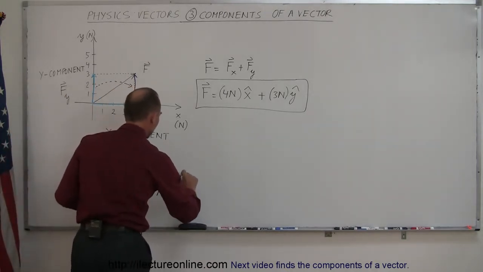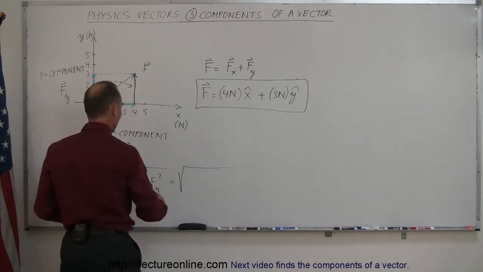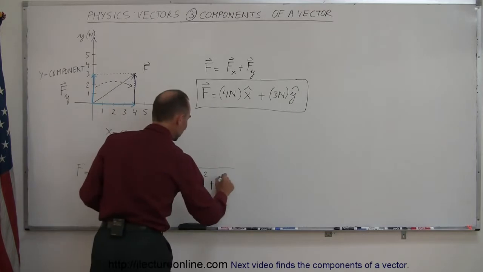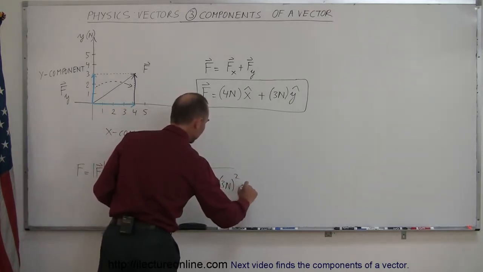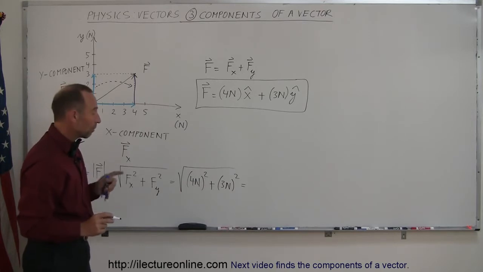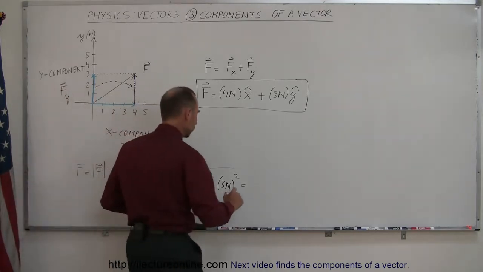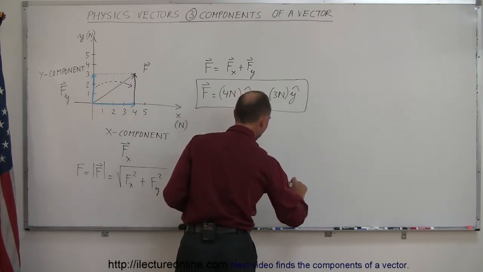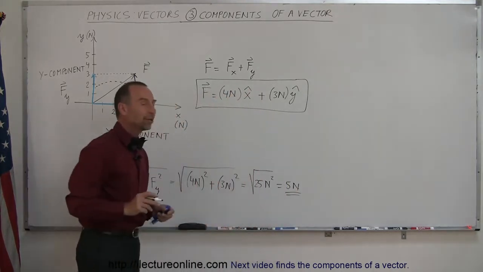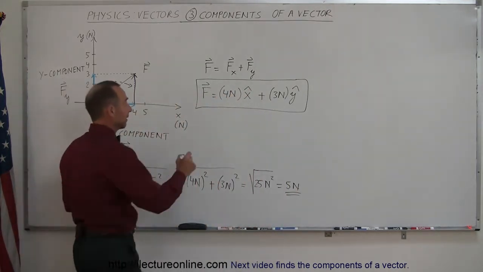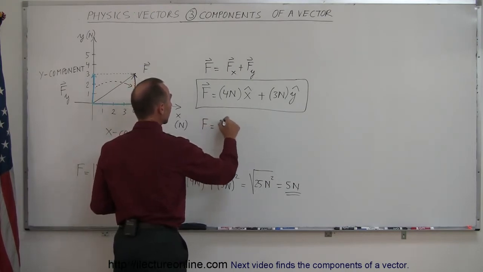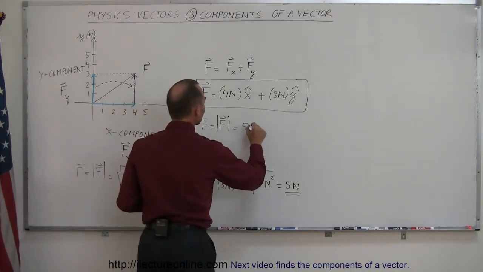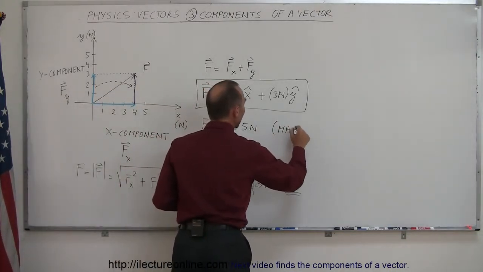So this can be written as the square root of F sub x, which we said was 4 newtons, so we take 4 newtons and square that, plus the y component, which is 3 newtons, and we square that. Now notice that would be 16 newtons squared plus 9 newtons squared, which is 25 newtons squared, so this is equal to the square root of 25 newtons squared. And when I take the square root, I get 5 newtons, and so there you find the magnitude of the vector F. So I can write that the vector F with absolute value signs around it, which is still the magnitude, is equal to 5 newtons. So that's the magnitude of that vector.